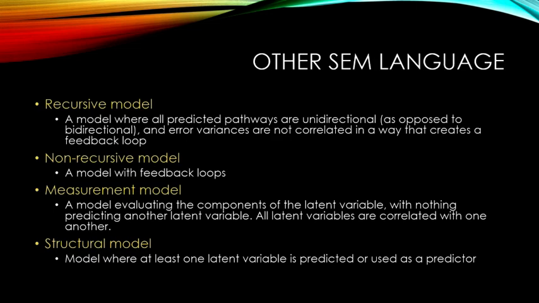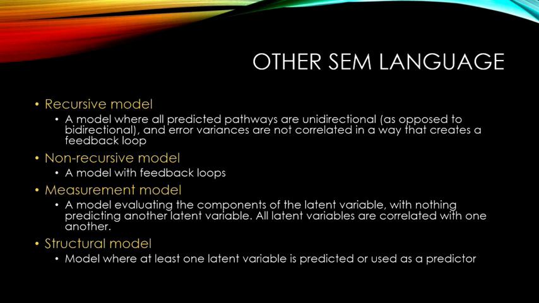All right, some other language that you'll hear about in SEM: recursive and non-recursive models, measurement model, and structural model. A recursive model just means that it's unidirectional. Like you saw in the ones before, we go left to right, no circles. A non-recursive model means a model with feedback loops, so we have circles in there. That's bad. You cannot do any models that are non-recursive. It needs to go in one direction, just like we read left to right, the models need to go left to right.